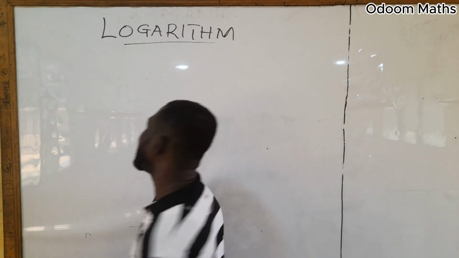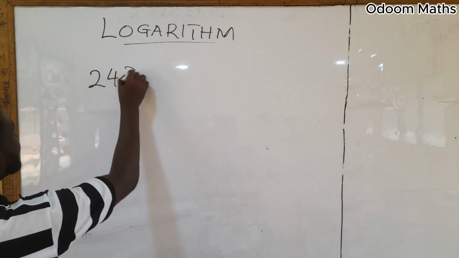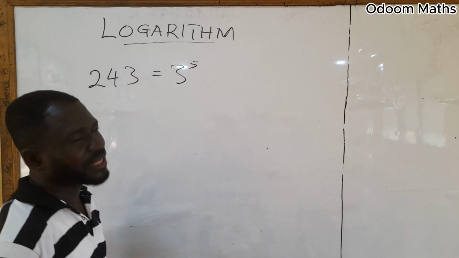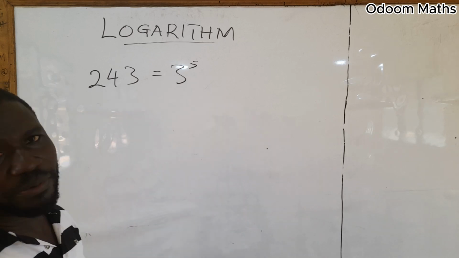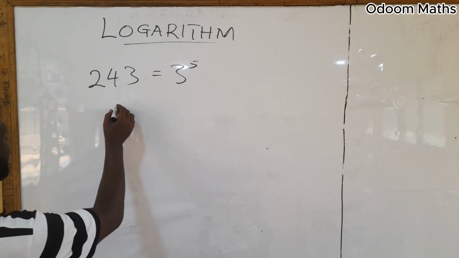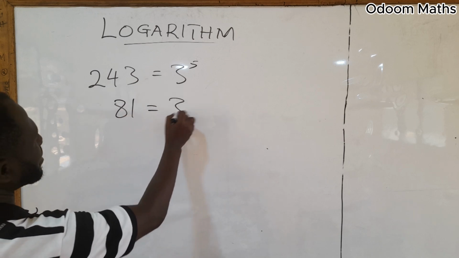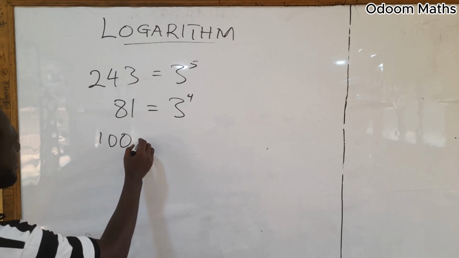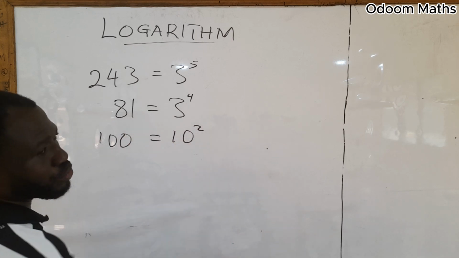The number 243 is the same as 3 to the power 5. Okay. Then again, the number 81 is also the same as 3 to the power 4. Then 100 is the same as 10 to the power 2.